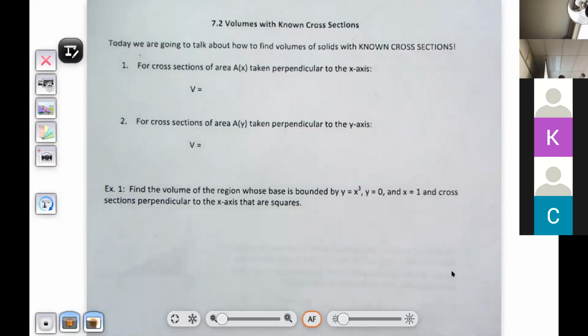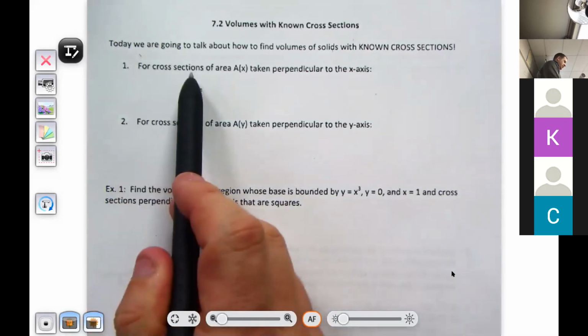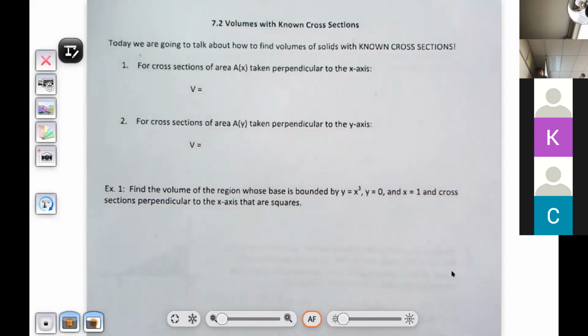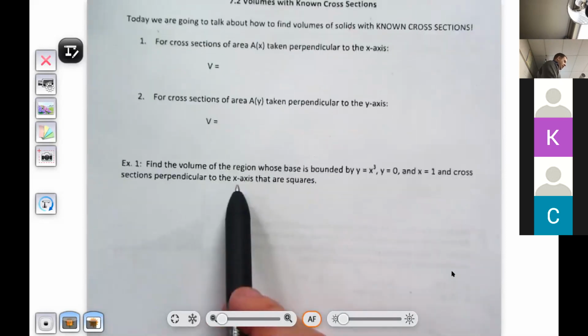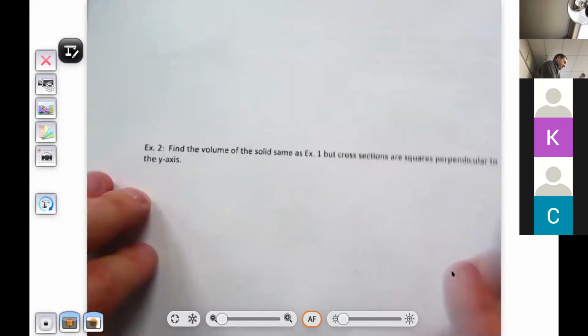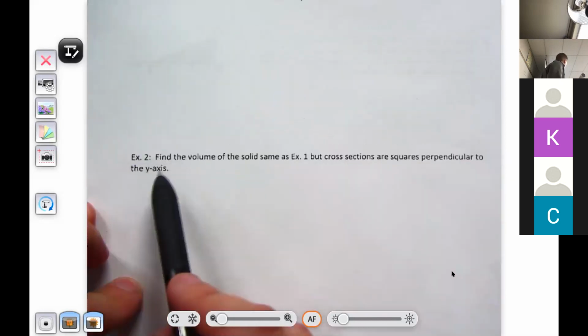So that's what we're doing today. There's only one volume formula that you guys have to know today. Just one. And here's what it is. So if your cross sections are perpendicular to the x-axis, you know how when we did discs and washers, we had to decide, are we in terms of x's or y's? We also have to take that into consideration with cross sections. The problem's either going to tell you, so if you look here at example 1, it's either going to tell you they're perpendicular to the x-axis, or they're going to tell you it's perpendicular to the y-axis. The problem will tell you that.